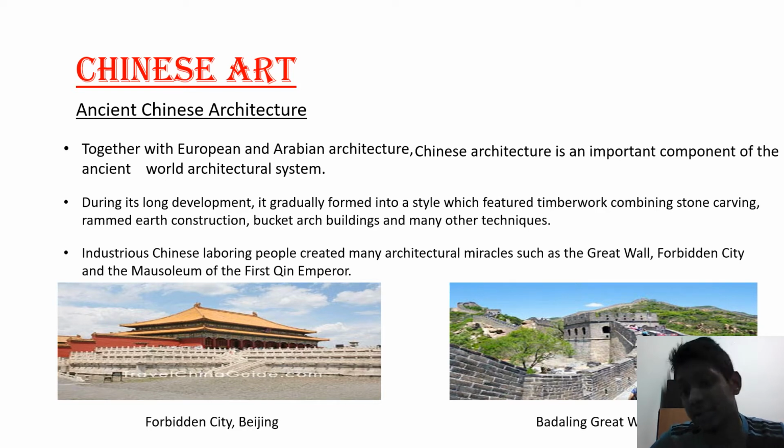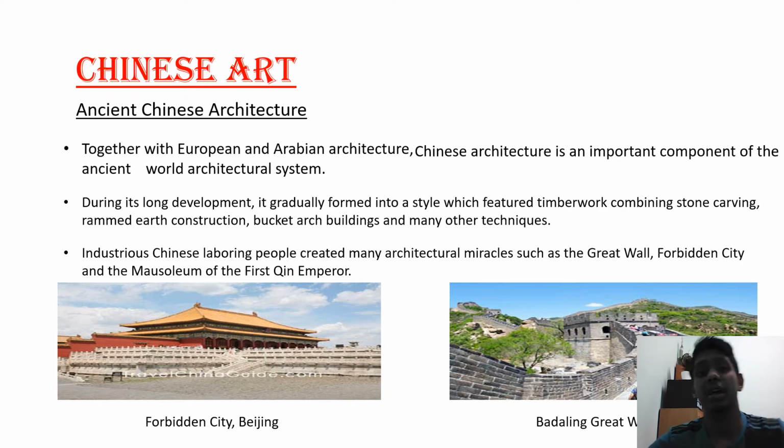So there are three types of art: Chinese art, Japanese art, and Indian art. In this video, we can learn about Chinese art, their philosophy, their paintings and drawing, and many more. So let us start with Chinese art.